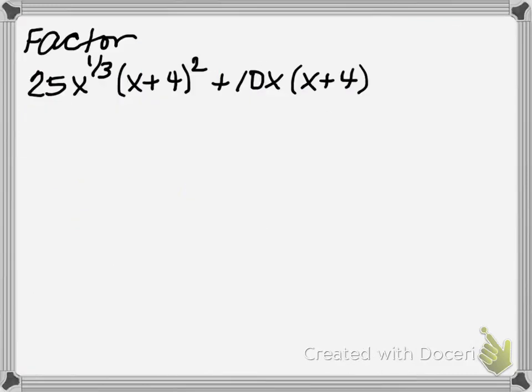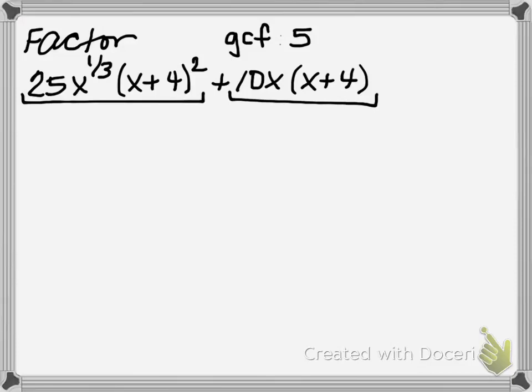Here's our second complicated factoring problem. Again, this is an expression that has two separate terms. Those terms are separated by that addition, and we need to start by determining our greatest common factor. So we have 25 and 10. The GCF between 25 and 10 is 5. Then notice here we have x to the 1/3, and this is x.